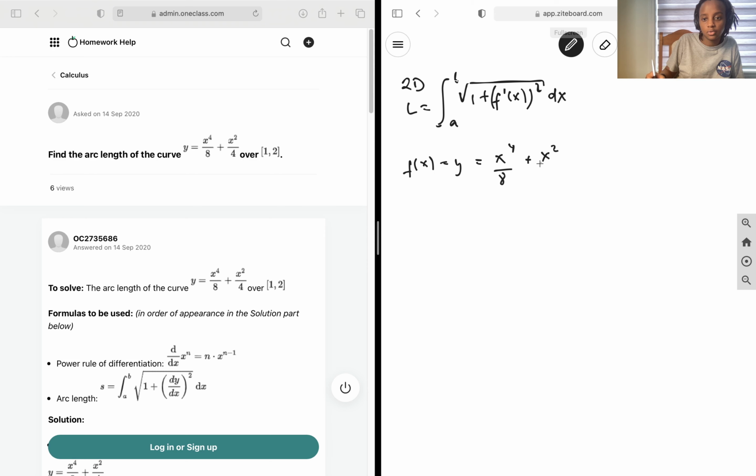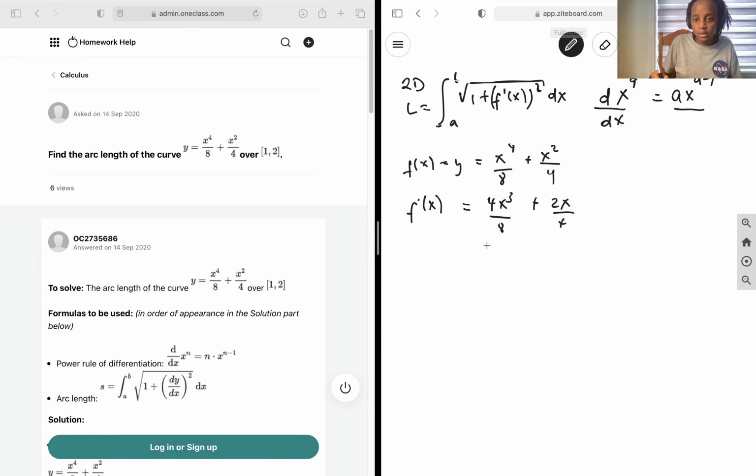So first we're going to find f of x, which is equal to y, and this is x^4 over 8 plus x squared over 4. Its derivative, just using the exponent rule, becomes 4x cubed over 8 plus 2x over 4. And I'm just going to write that exponent rule for you: it's just equal to ax^(a-1). Okay, and so we're just going to simplify this, and this becomes x cubed plus x over 2, from 4 over 8 and 2 over 4.